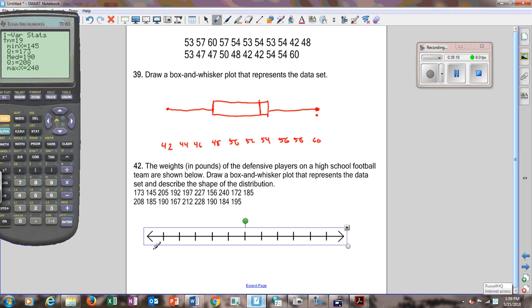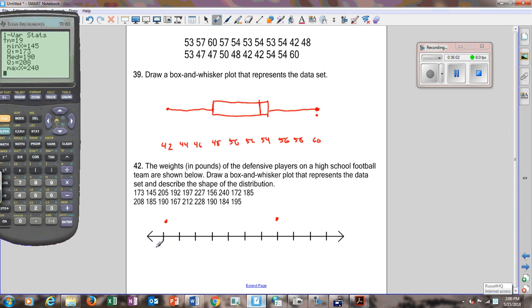I'll make my bottom number here 170, 180, 190, 200, 210, 220, 230, and 240. So there's my max. My min's going to fall in here somewhere. Q1. How did I mess that up? So it goes from 145 to 240.